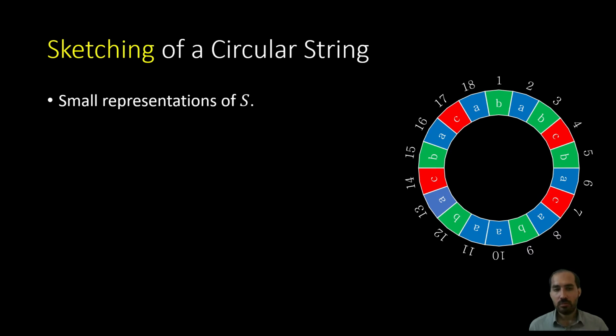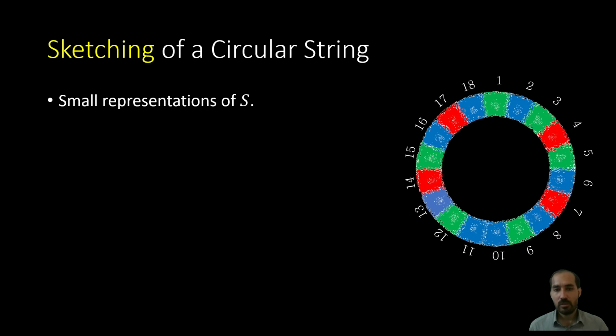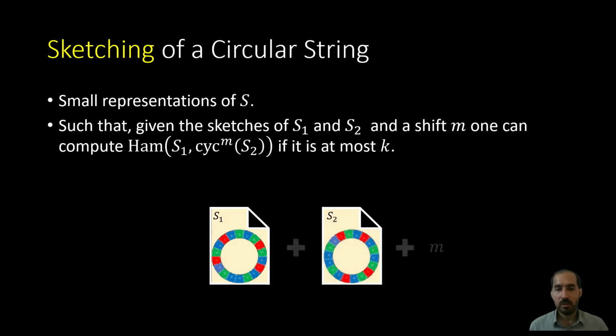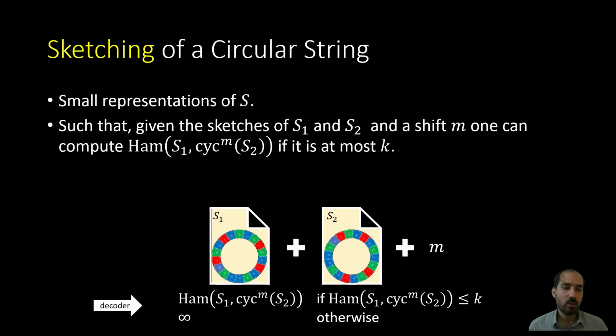In the sketching model, we want to store a small representation of a string, and in our problem, the goal is to compute a small representation of strings such that if we are given the sketch of S1 and the sketch of S2 and some shift value m, then there is a decoder that can report the Hamming distance of S1 and the mth cyclic shift of S2, assuming that this Hamming distance is at most k, and if the Hamming distance is larger than k, it's enough to report that this is the case.